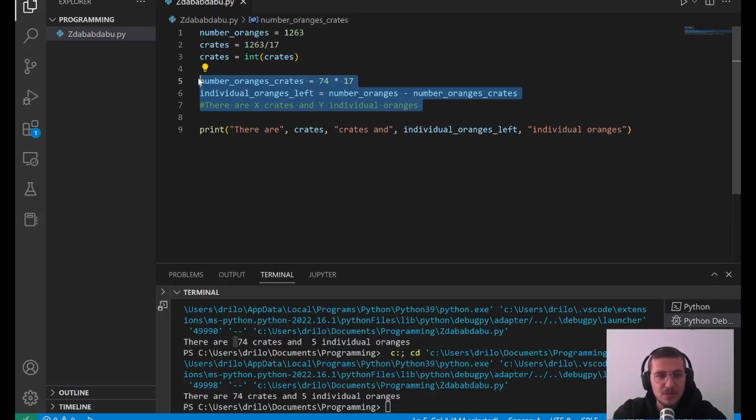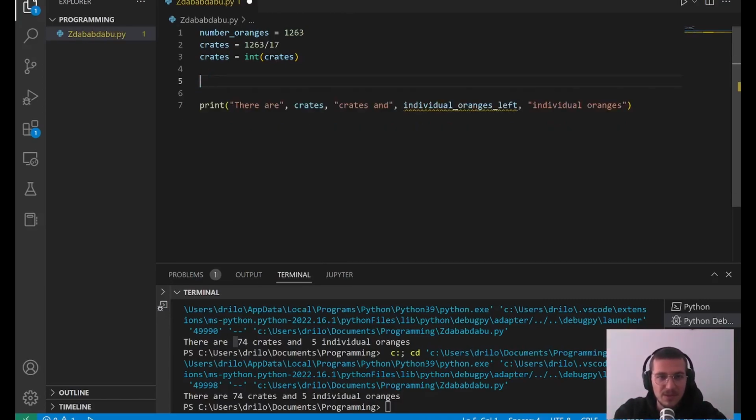For example, to find, after a division, the number that is left, not the decimal point. 74.2 was the number created when we divided 1263 by 17. So that 0.2 is the number that was left that couldn't go into 17, and we can calculate it straight with that symbol. So the way we do that is individual oranges.